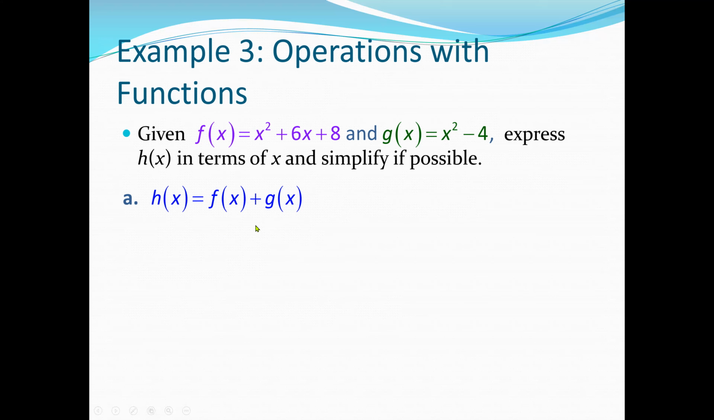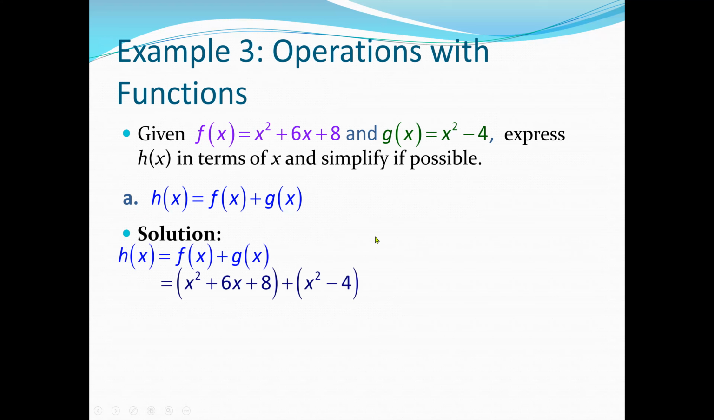So our first example here is we are looking for h of x, which is equal to f of x plus g of x. f of x is given to us to be x squared plus 6x plus 8. g of x is given to us to be x squared minus 4. So we are going to add the two together. Here we get x squared plus 6x plus 8 plus x squared minus 4. When we combine the like terms, x squared plus x squared will give me 2x squared. Then 6x is only one. Then 8 minus 4 will give me 4. So this is the addition of the two functions given to us, f of x and g of x.